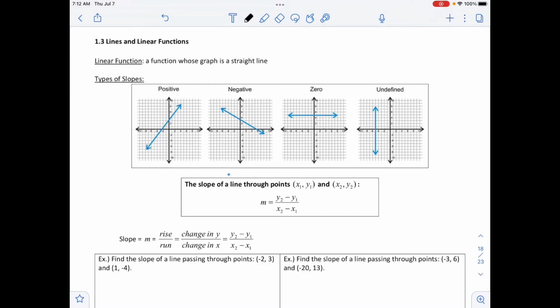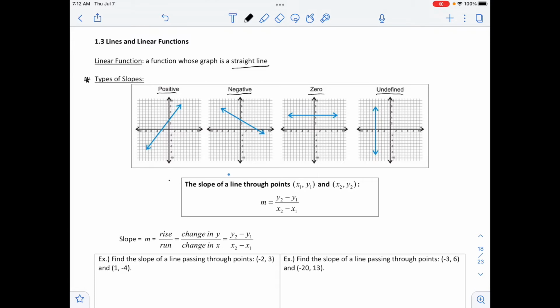We are in section 1.3, lines and linear functions. A linear function is a function whose graph is a straight line. We have different types of slopes that describe the shapes of these straight lines. The first one is positive, which is rising from left to right; negative, which is falling from left to right; zero, which is horizontal; and undefined, which is where we have a vertical line.